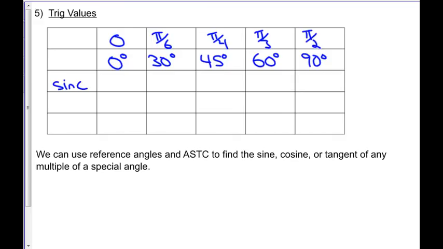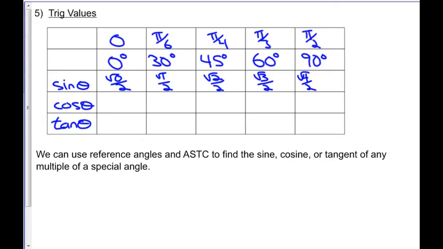We're going to find sine theta, cos theta, and tan theta. And it's super duper easy. Here's the trick. The sine row is root 0 over 2, root 1 over 2, root 2 over 2, root 3 over 2, root 4 over 2. If you can count from 0 to 4, you can do this.